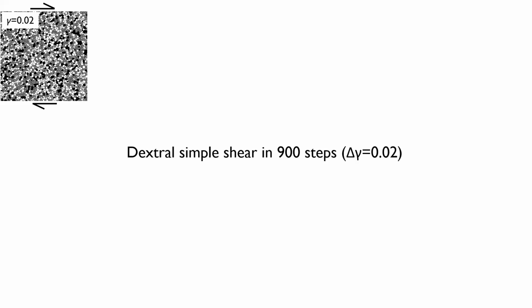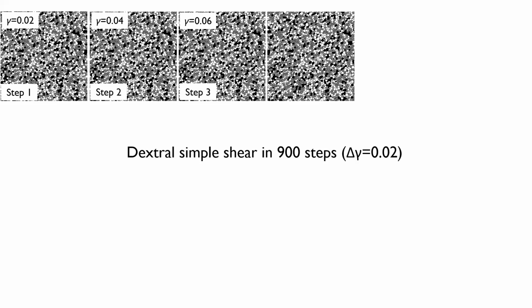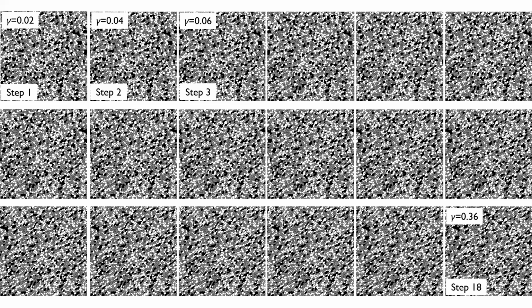We simulated dextral simple shear in 900 steps, and each step involved a gamma of 0.02. So the finite strain increased with each step, as follows. And then we recorded the grain microstructure at each step. For instance, by step 18, we had a gamma of 0.36, and by step 900, we had a gamma of 18, which was the maximum for each model.